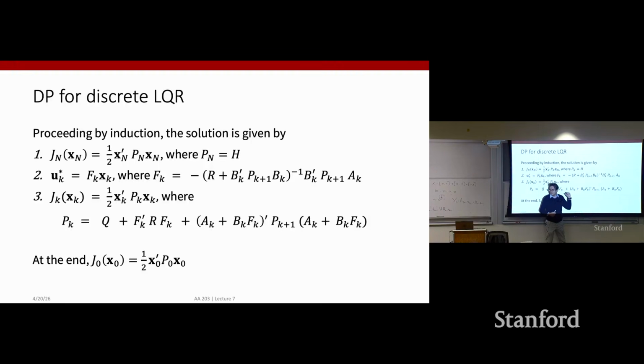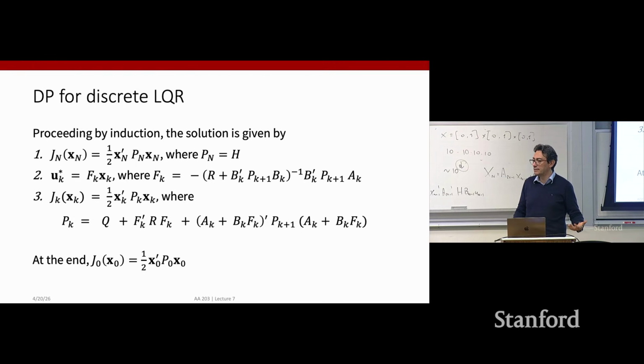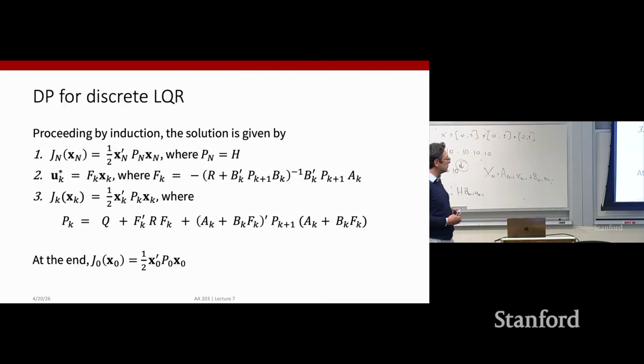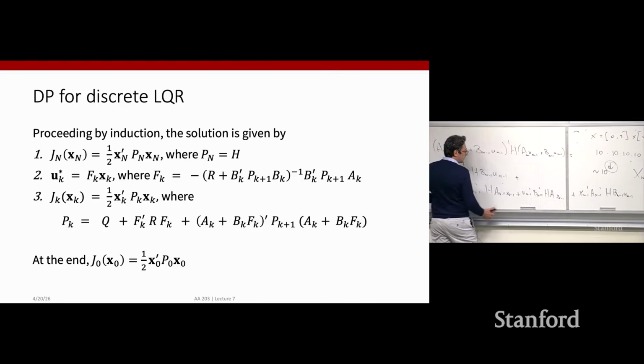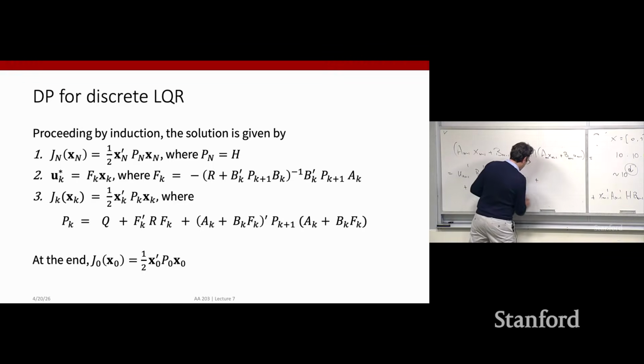Does it make sense? So it's just one lucky case whereby the dynamic programming recursion boils down to a recursion on some matrices. These equations actually are very important in control and are referred to as the Riccati equation. Riccati was an Italian mathematician.